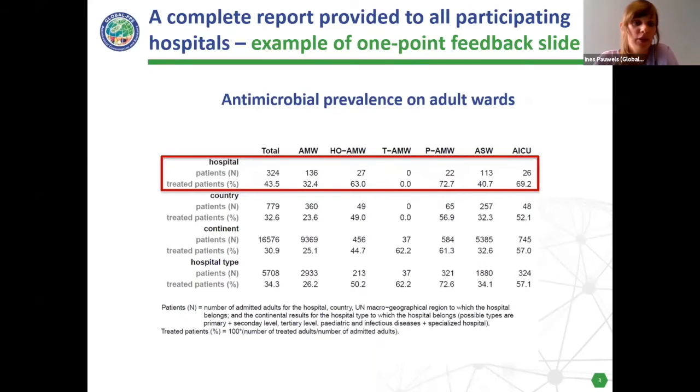And so then you have it for the entire hospital. And then as you can see, you have it also by ward type. So AMW means adult medical ward, then we have hemato-oncology adult medical ward, and so on. And then below that, you can see the benchmarking data, so for country, continent, and hospital type.